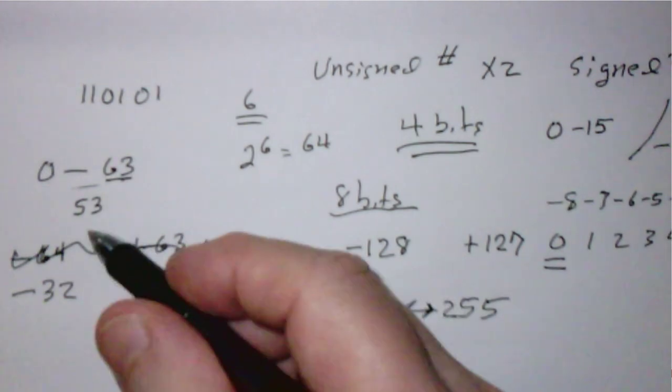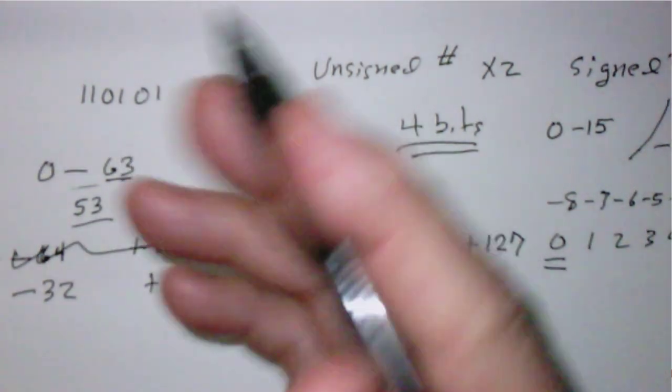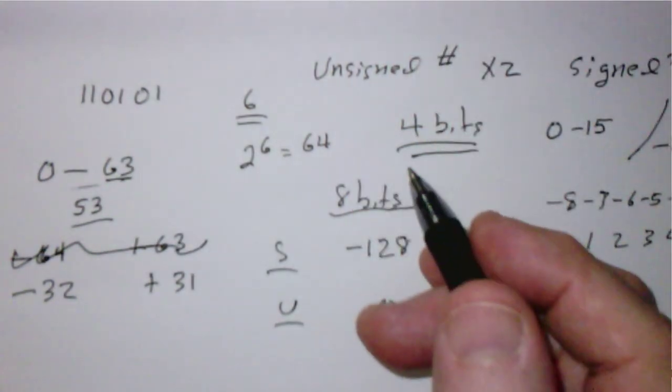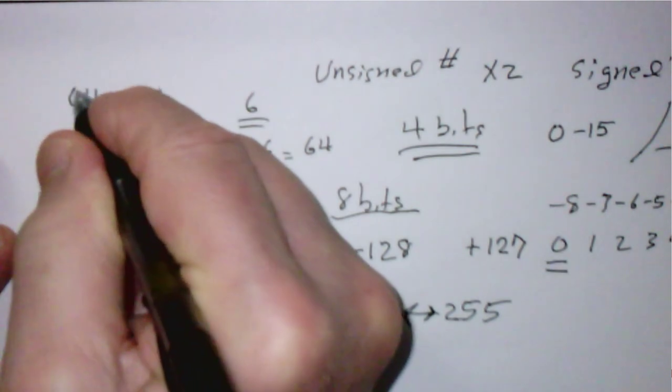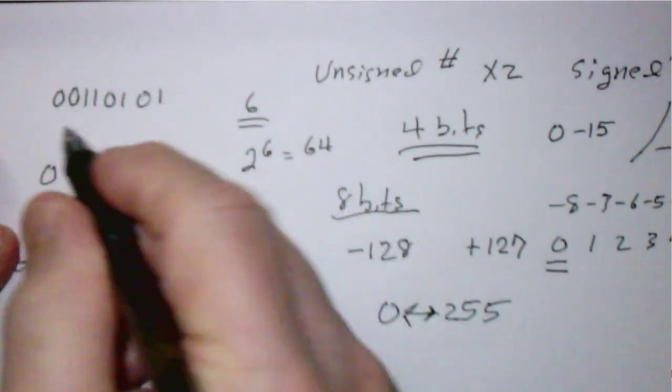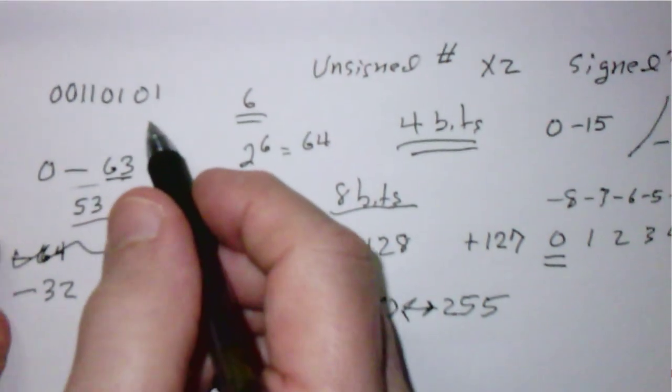So 53 is not going to work as a signed number in 6 bits. And that's one of the biggest problems we have to deal with. So fortunately, we can pad this out. We'll pad it out to 8 bits by adding zeros at the top because it's a positive number. Now, let's do the 2's complement.